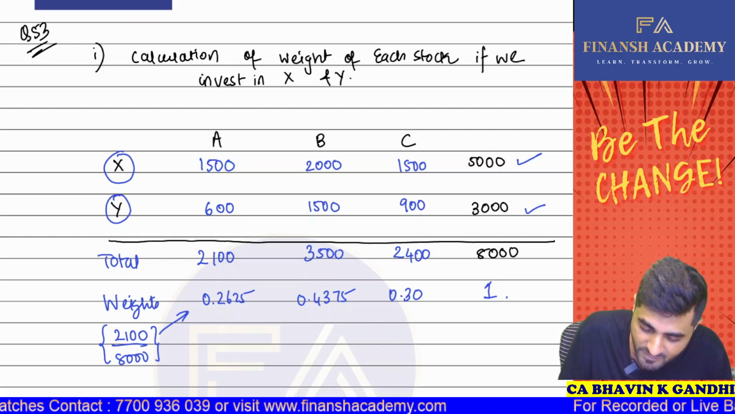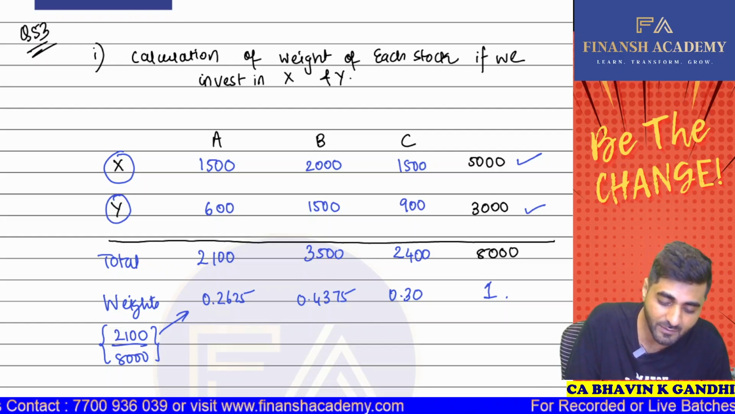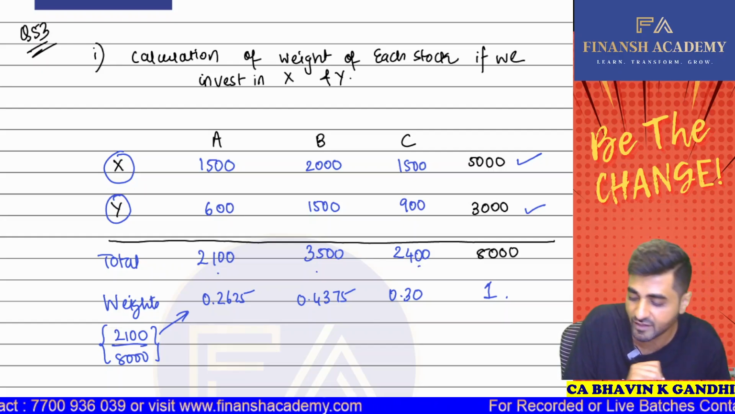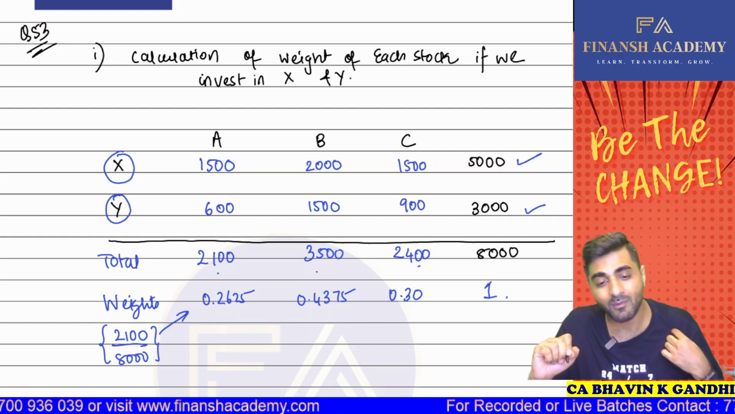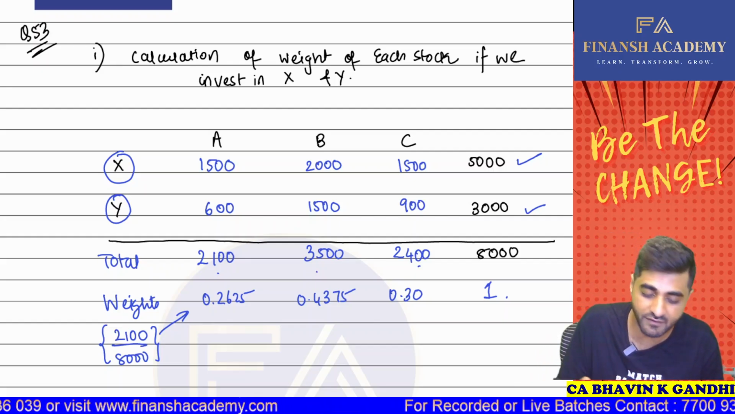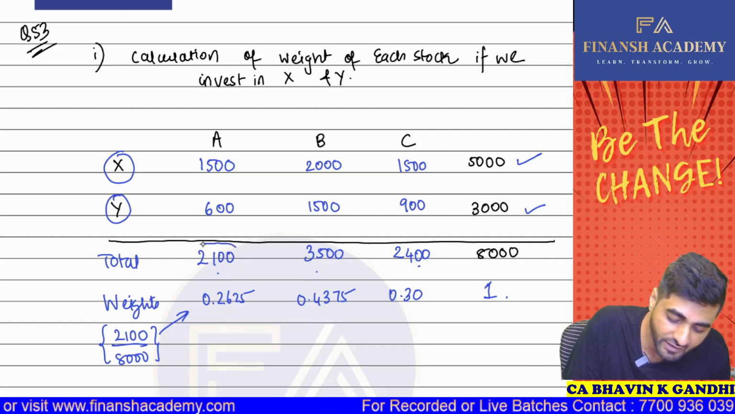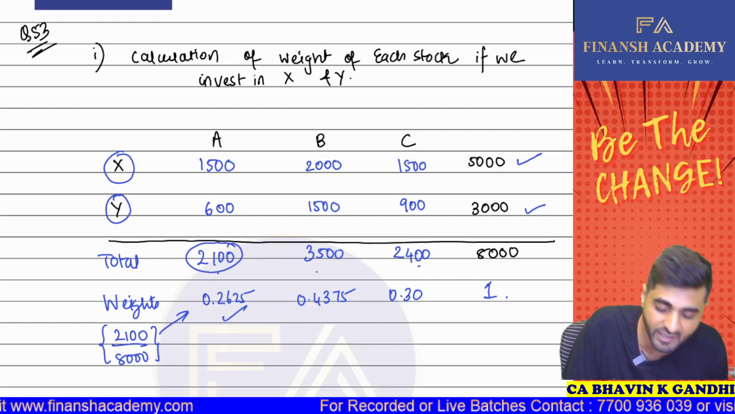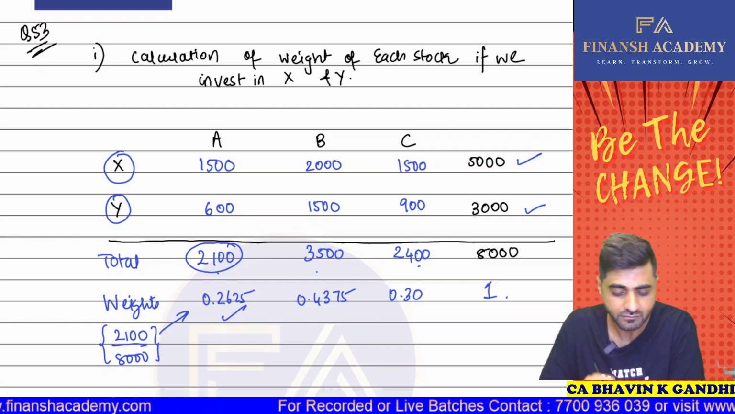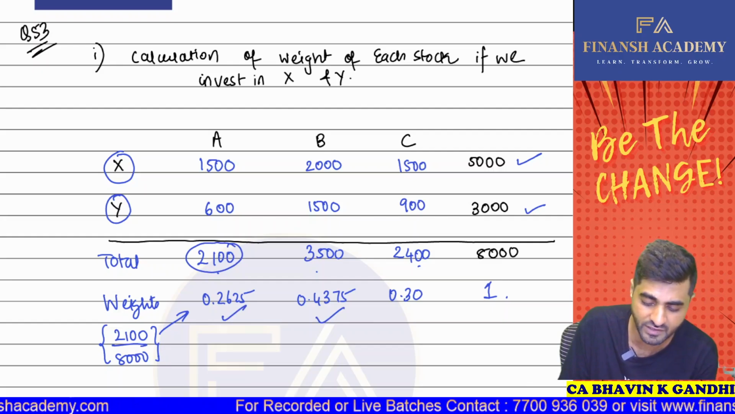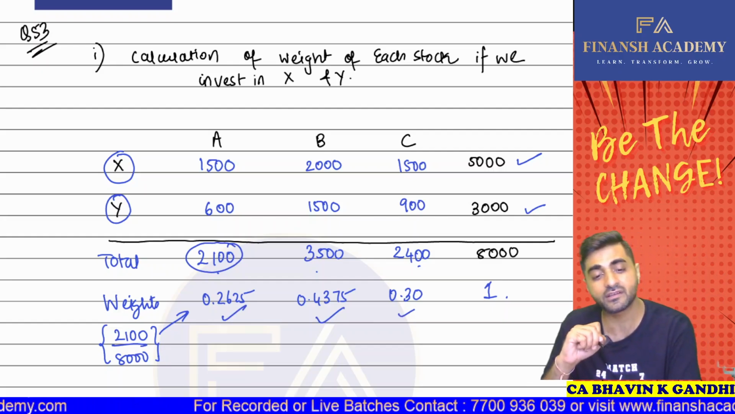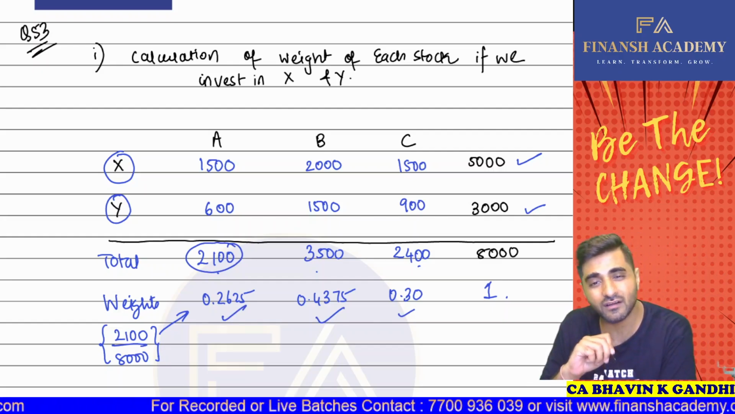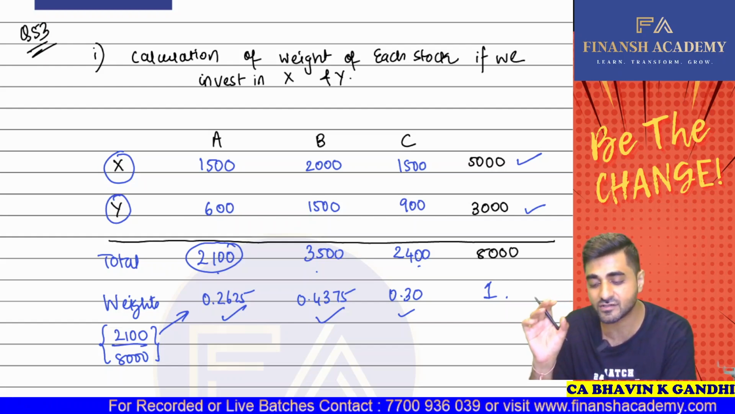And simply, my dear students, by taking the total of this, we'll be getting 2,100, 3,500 and 2,400. Now, my dear students, I can very well calculate the weights. So 2,100, if I divide that by 8,000, I'll be getting 0.265. Similarly, here this will be 0.4375 and this will be 0.3. So these are the total weights. Okay, so what is the total weights?